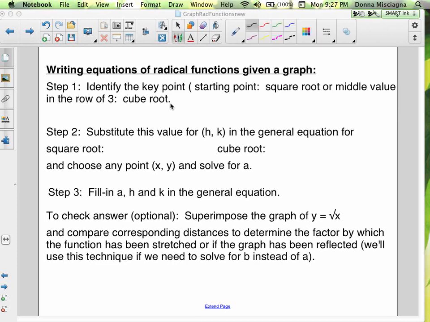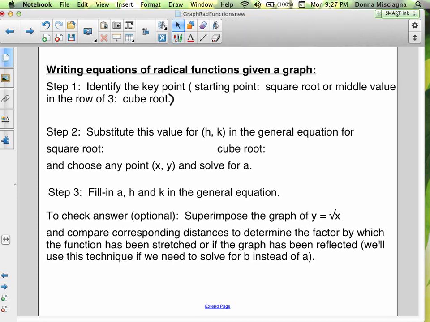And by the way, this is in your notes. So remember, we always see those 3 points that go together in the cube root. Right? It's that middle value. That's going to be your key point. You're going to substitute this value for h and k in the general equation for square root, and choose any point x, y, and solve for a.